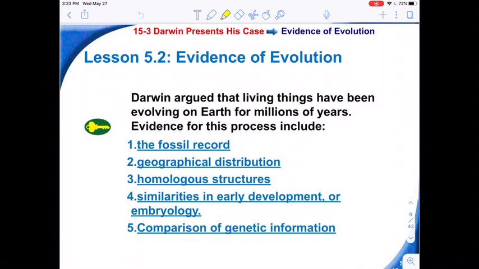The first one we're going to talk about is the fossil record. We're going to talk about how geographical distribution helps to show evolution, explain what homologous structures are and how they show evolution. We're going to analyze some similarities in early development, otherwise known as embryology, to show evidence for evolution. And the last thing we're going to talk about is the comparison of genetic information and how that shows evidence for evolution.